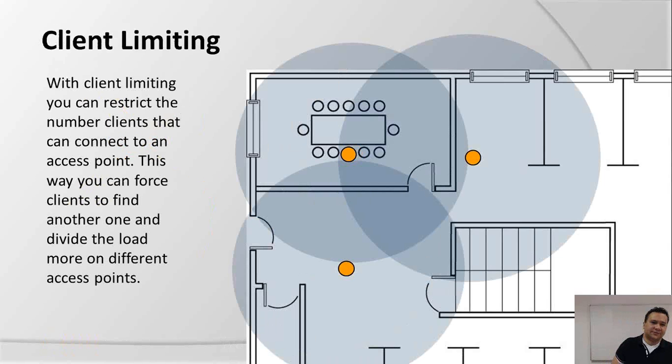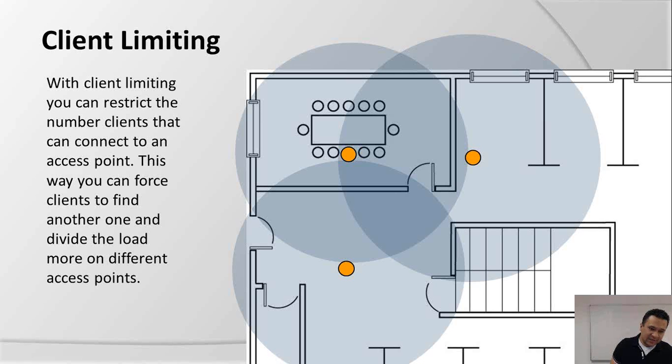Client limiting. With client limiting, you can restrict the number of clients that connect to an access point. In this way, you can force clients to find another access point and divide the load onto more and different access points. Especially in more crowded areas, you can use this feature to divide the loading to more access points to ensure a minimum throughput per client.